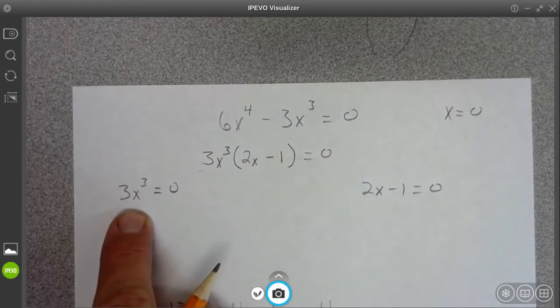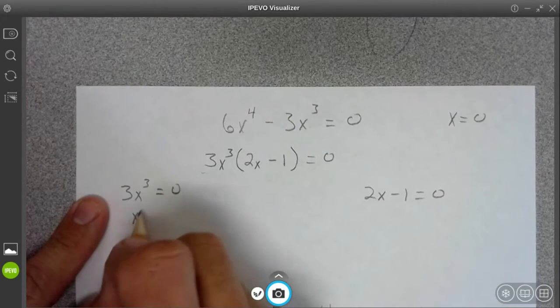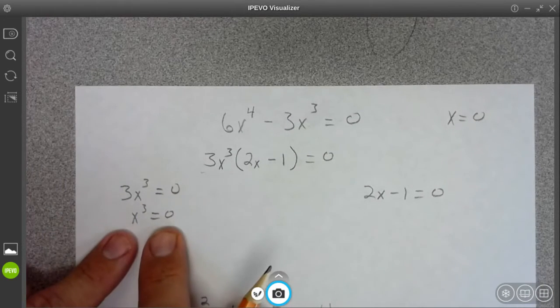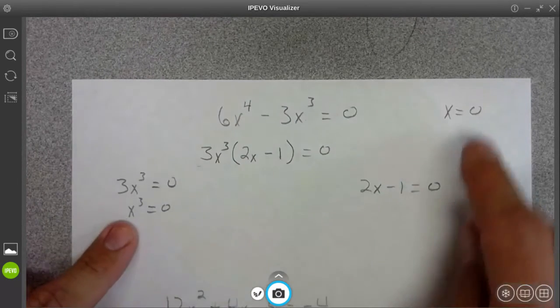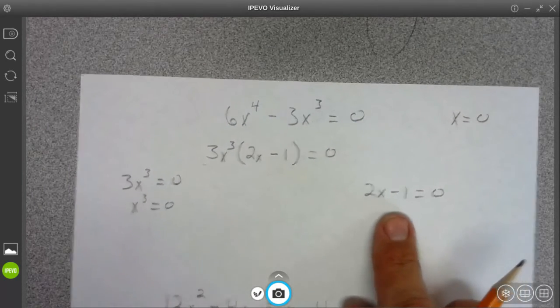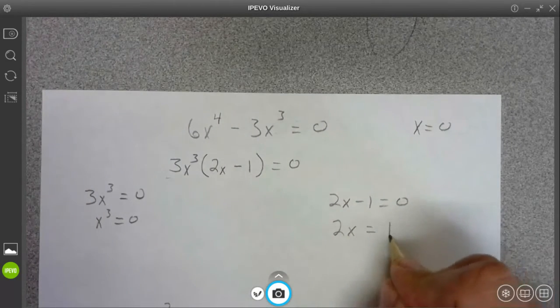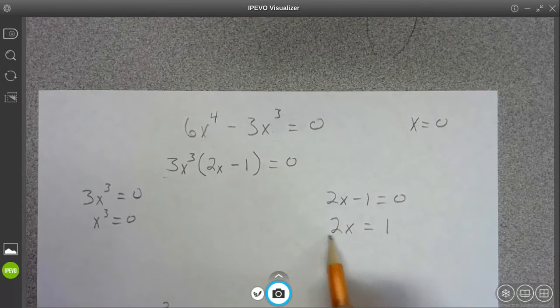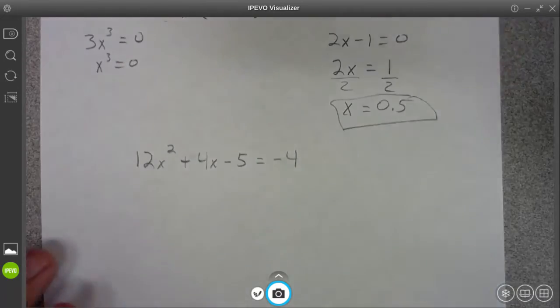Now this one is this answer up here. Divide by 3, and you get x to the third is equal to 0. And then you would take the cubed root of both sides, but you're just going to get 0. For this one, though, you'll actually get a nice answer. Plus 1 to both sides, and you get 2x is equal to 1. And then divide by 2, and that's your answer. x equals 1/2, 0.5. All right, last one.